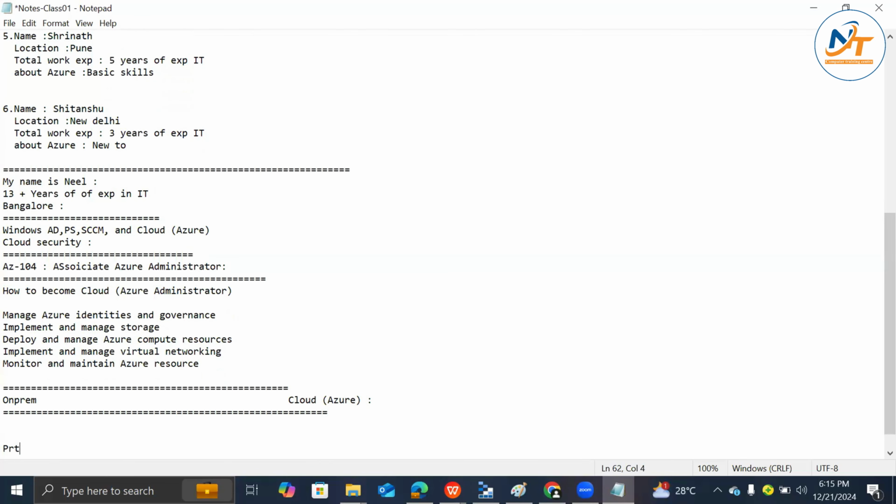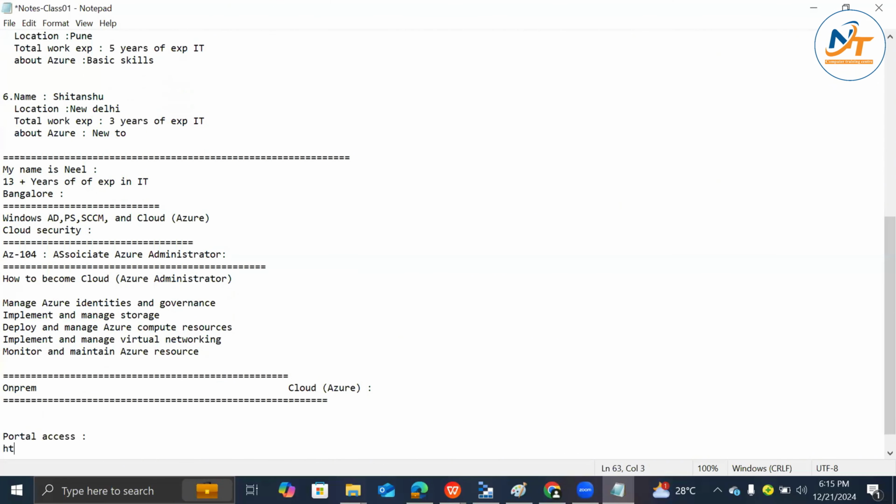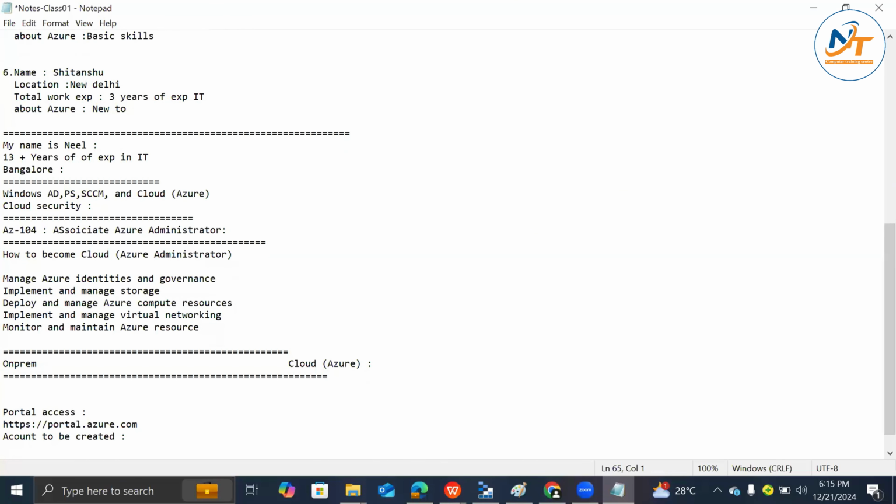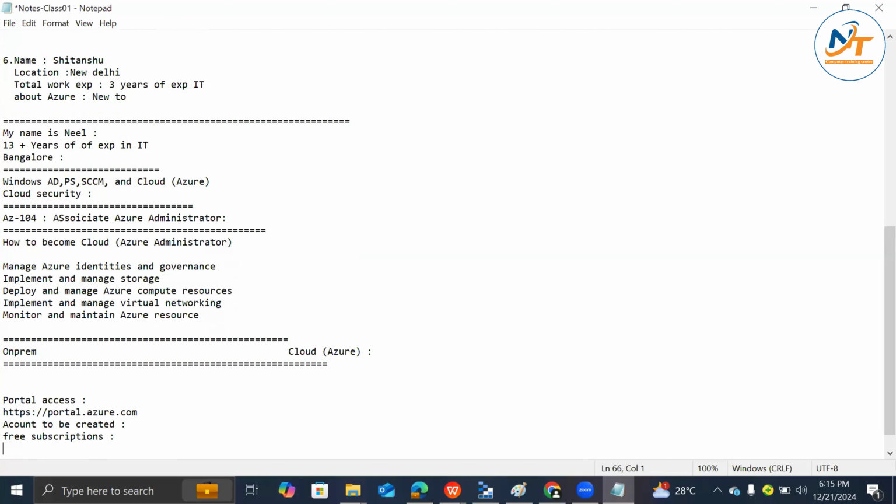portal access. We need to have portal access. Everyone will need https://portal.azure.com. We need to have an account created for a free subscription. And there are some terminologies we need to talk about throughout our journey.